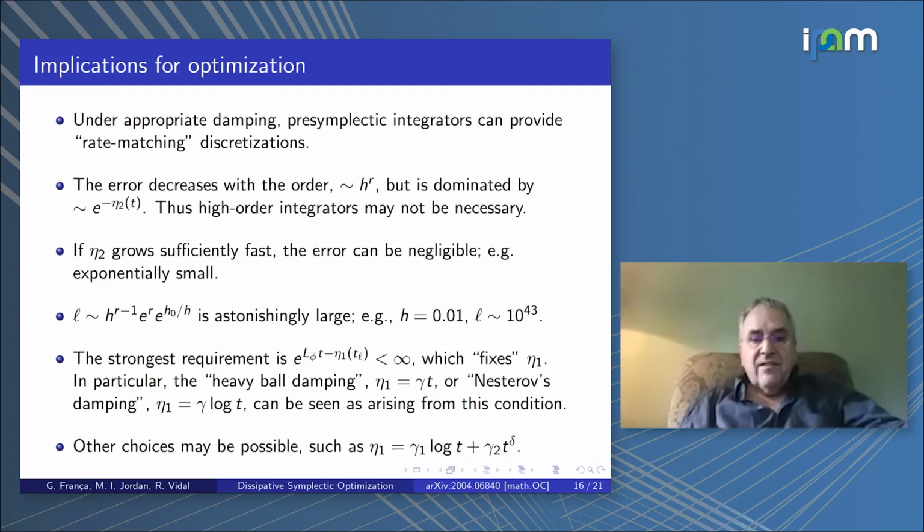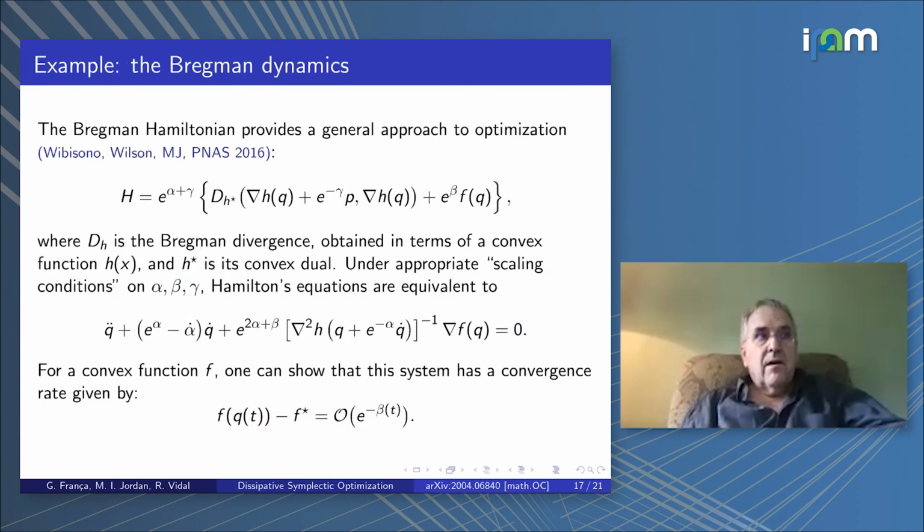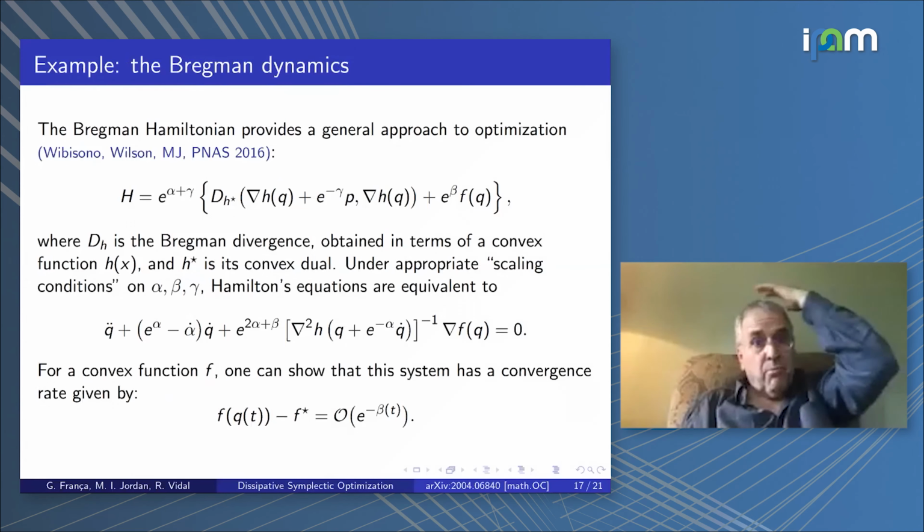You can relate this to heavy ball damping and Nesterov's damping. These are particular choices of this eta1 in our notation. One of them is linear, the other is logarithmic, and you can consider other possible choices. Okay, so to finish up, let me now apply this all the way back to the Bregman dynamics.